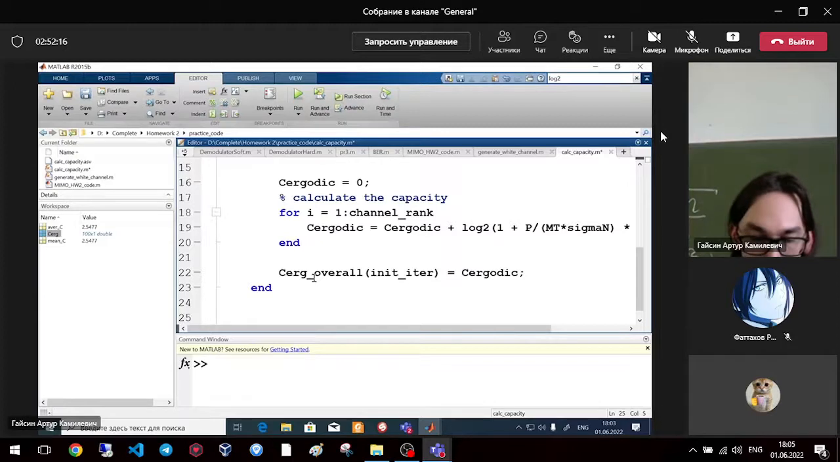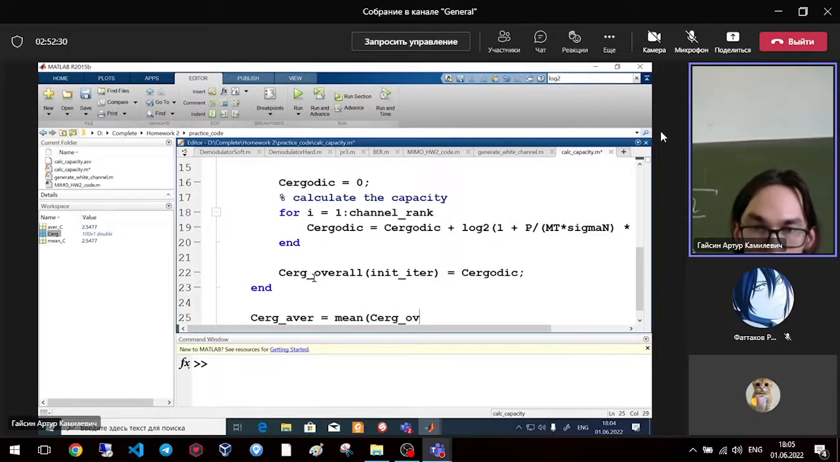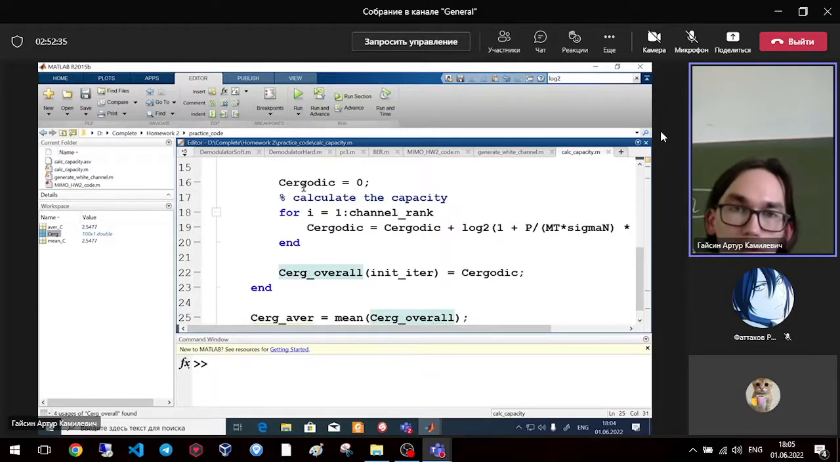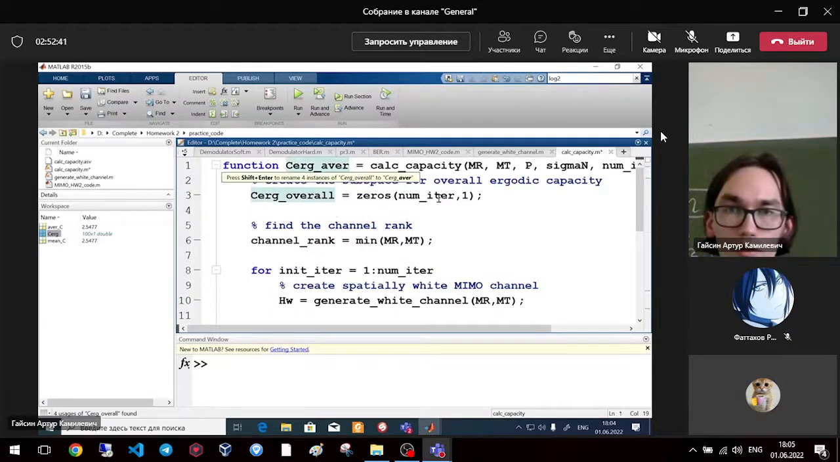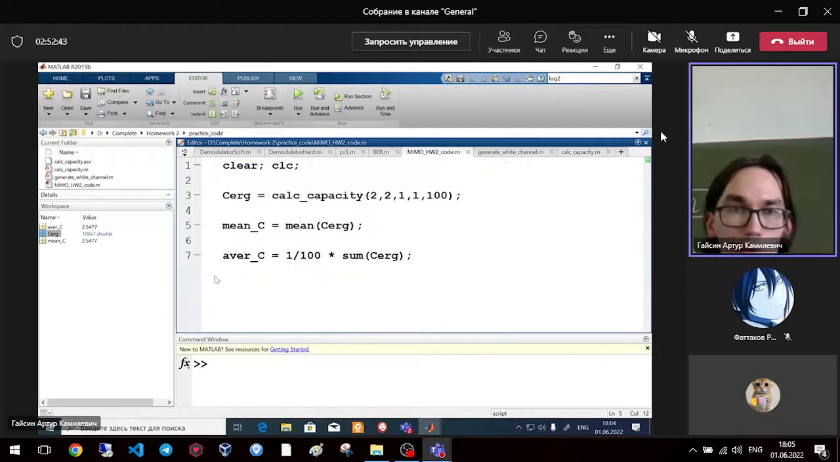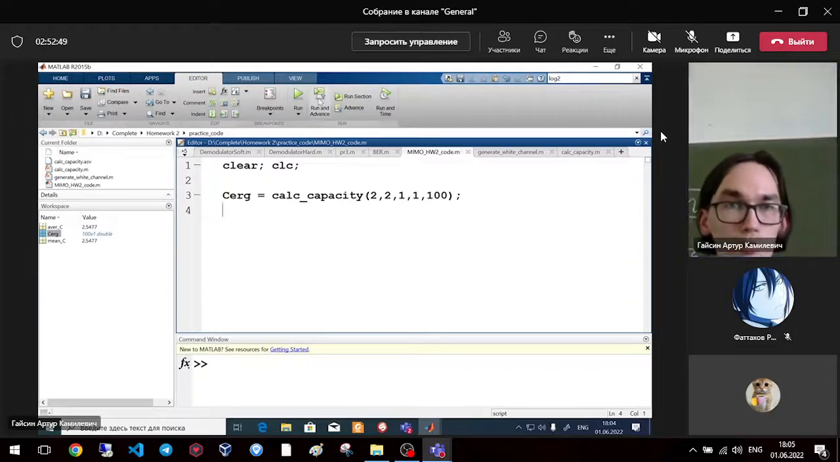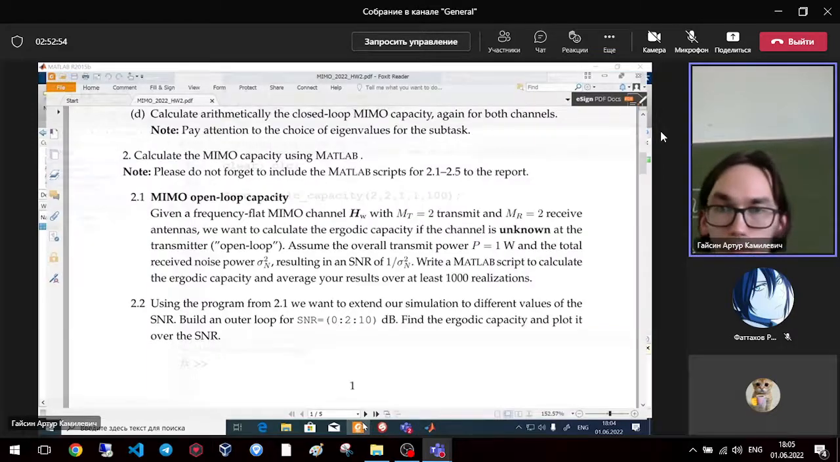So let's put here C ergodic averaged, mean of our C ergodic overall. Maybe it's better. Okay, let's use like this one. So now you can say that you already have done this first part of the homework. So this one.